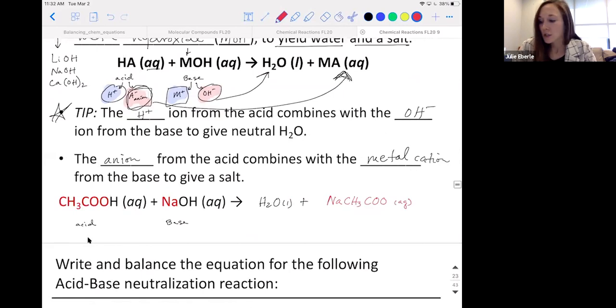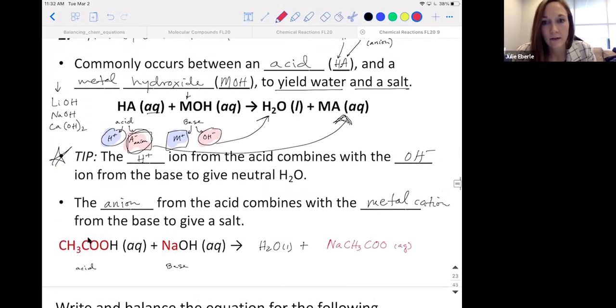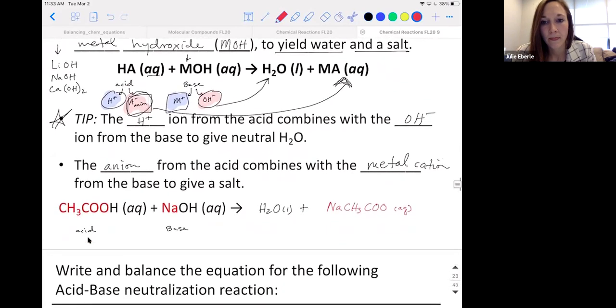Okay, questions on acid base. We're going to work one problem together. But questions right now on anything from this slide.